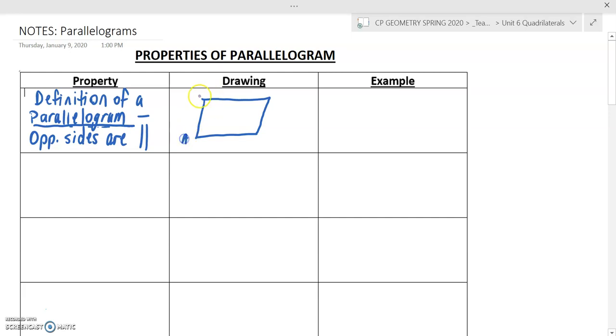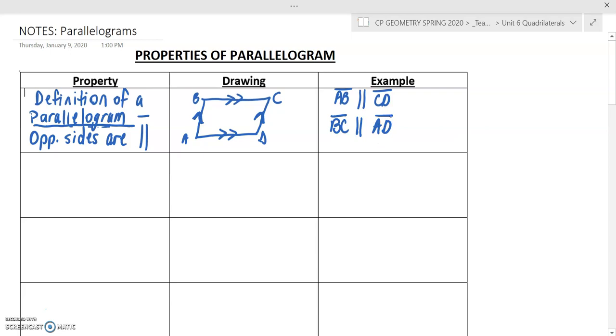I'm going to go ahead and give these vertices letters or points. Okay, and here are my opposite sides being parallel. So I have single arrowhead to single arrowhead and then double to double, meaning these two are parallel. So an example from that drawing would be that AB is parallel to CD, and then the other pair, which is BC, is parallel to AD.